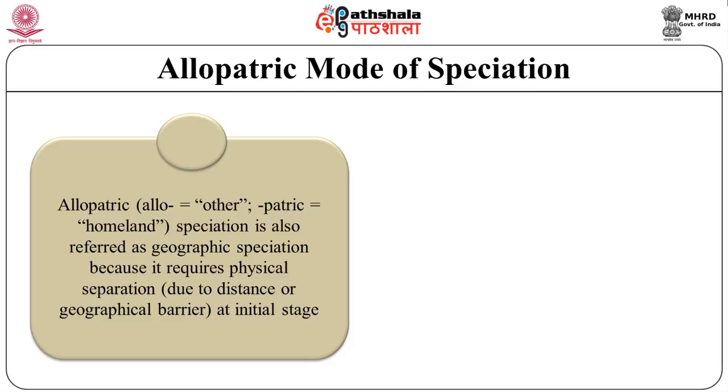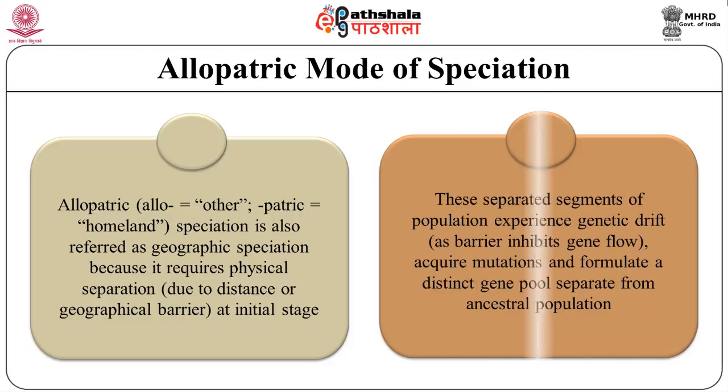Allopatric, where allo means other and patric means homeland, speciation is also referred to as geographical speciation because it requires physical separation due to distance or a geographical barrier at initial stages. It takes place where a main ancestral population is divided by some sort of barrier and separated segments of the population adapt to different environments. These separated segments experience genetic drift as the barrier inhibits gene flow, which acquires mutations and forms a distinct gene pool separate from the ancestral population.